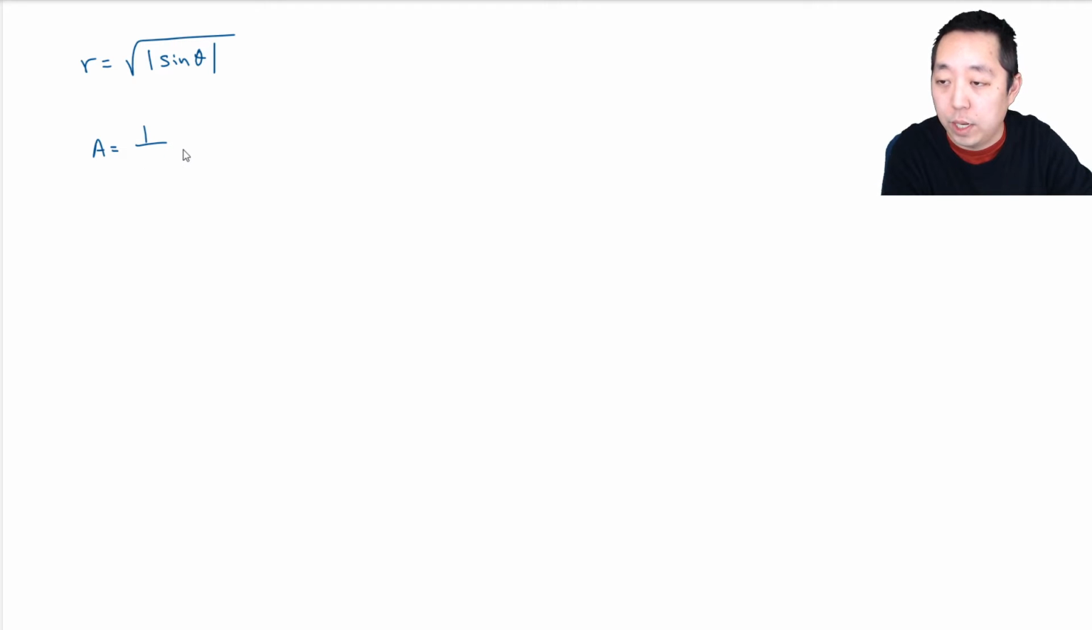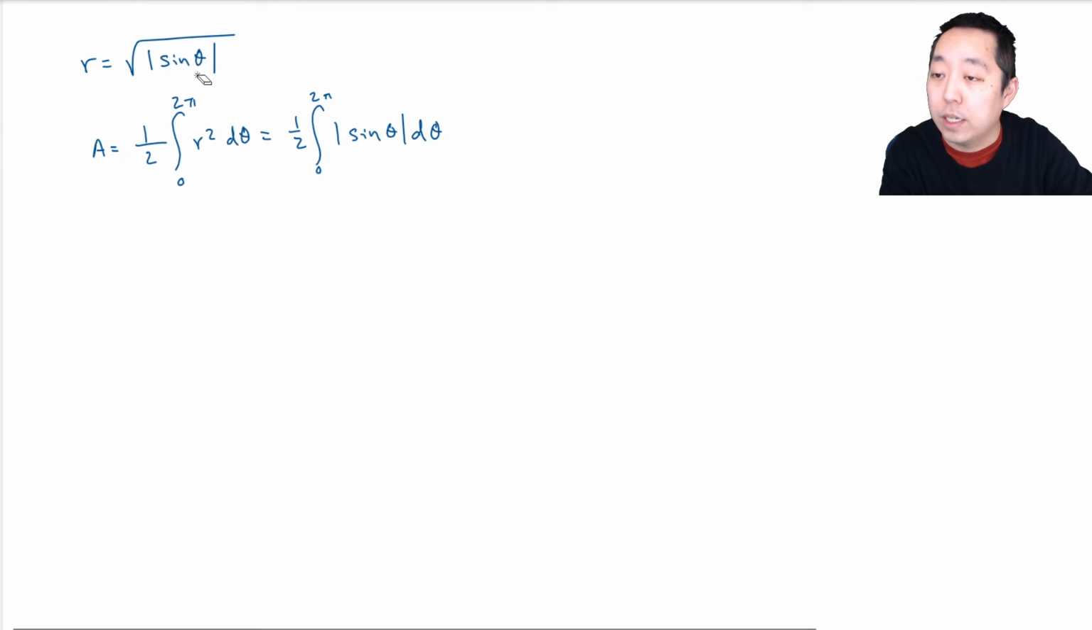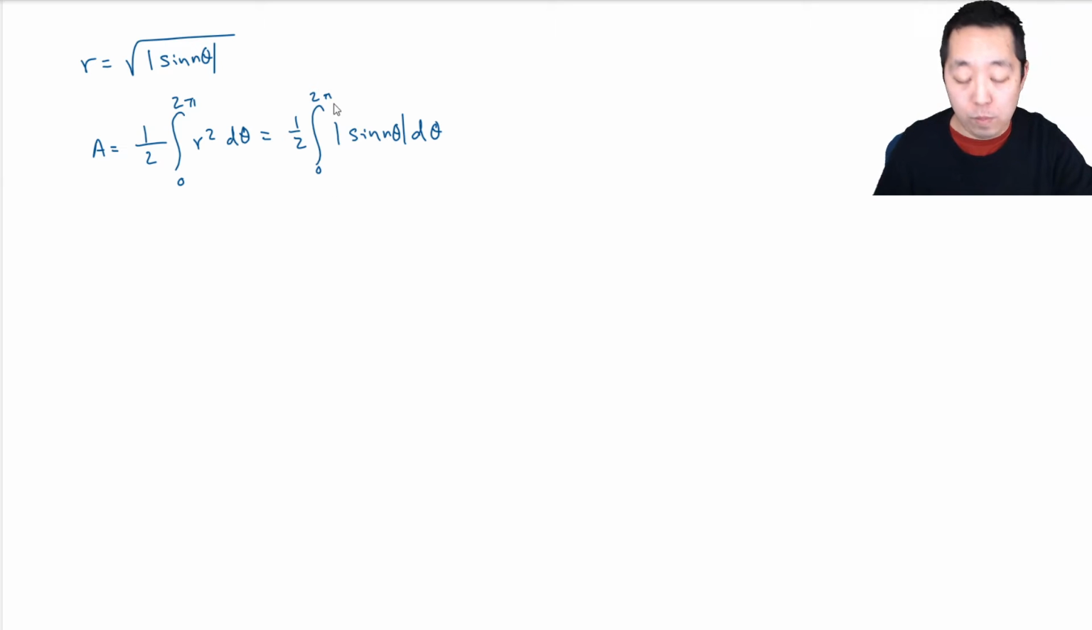We're going to do the whole area. Oops, not 1 over 2 pi. It's 1/2 integral 0 to 2 pi of r squared d theta. And so this is 1/2 integral 0 to 2 pi. When you square this, it just becomes absolute value of sine theta d theta. Oh, and my mistake. It was actually sine n theta, where n is an integer. Okay.